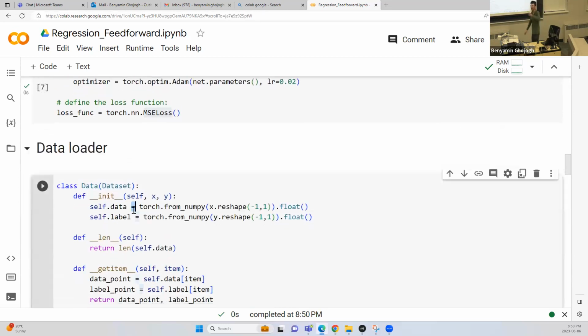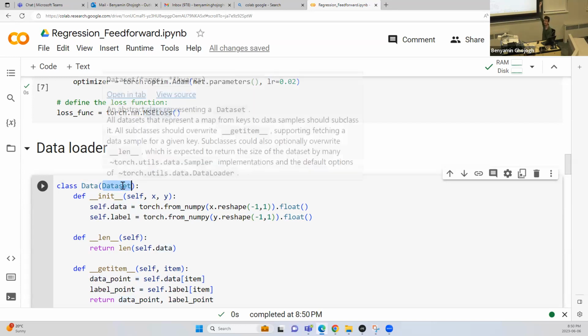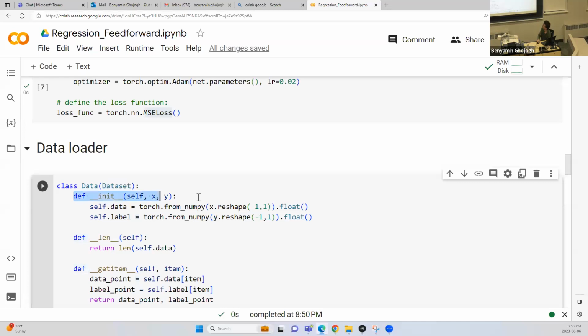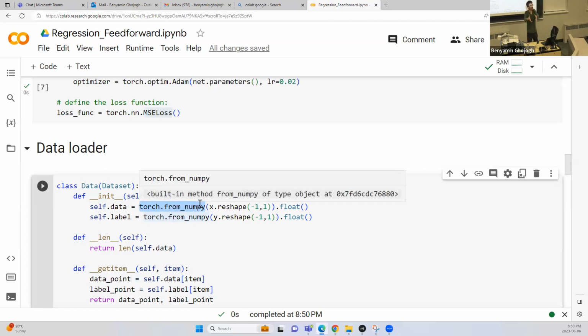Now that we defined the neural network, it's time to define the data loader to feed it to the neural network. We define a class Data inherited from Dataset of torch. Okay, so this is the constructor. I told you what a constructor is. So it gets x and y as input. Okay, so we have the function torch.from_numpy. What does it do? It gets some numpy.